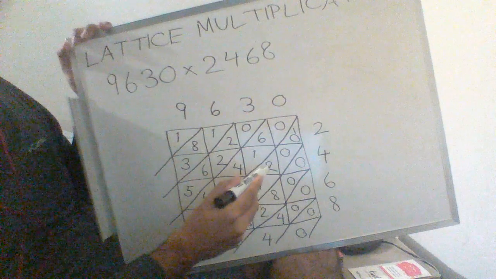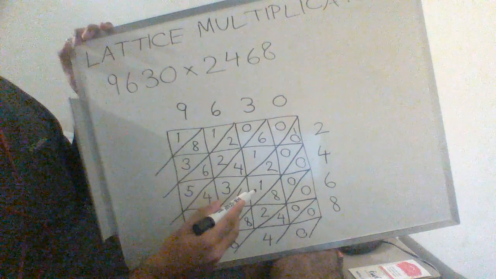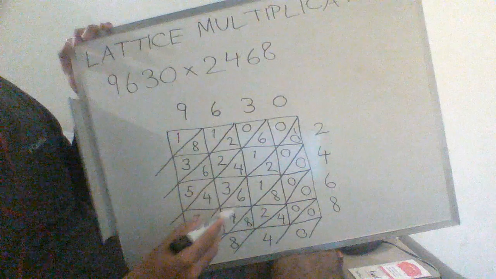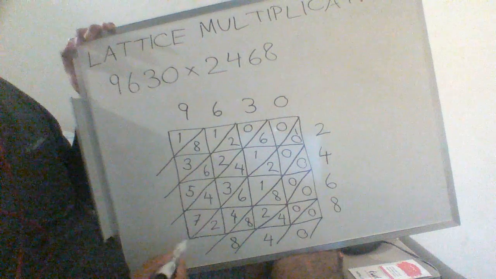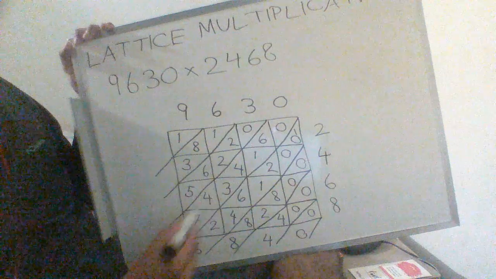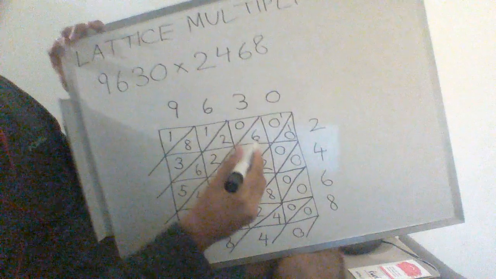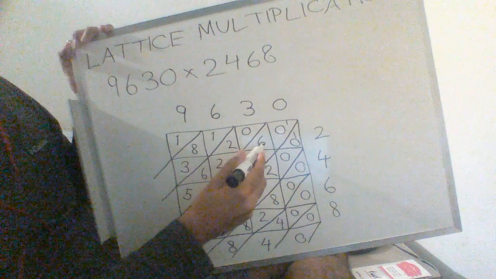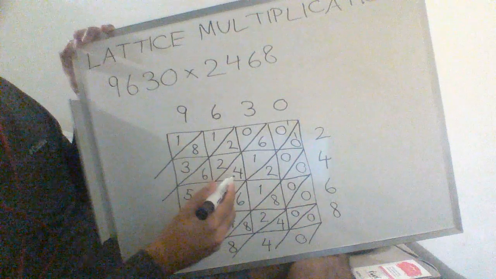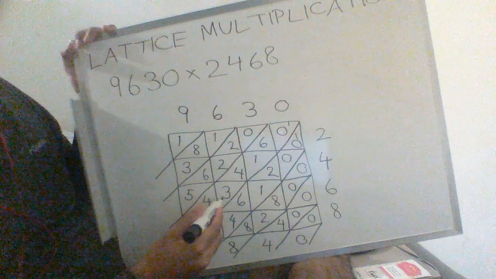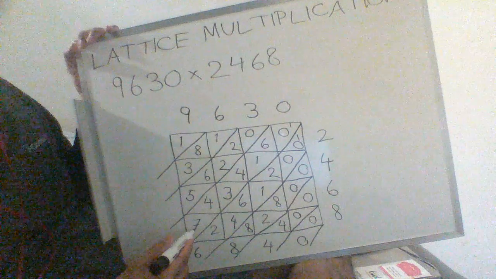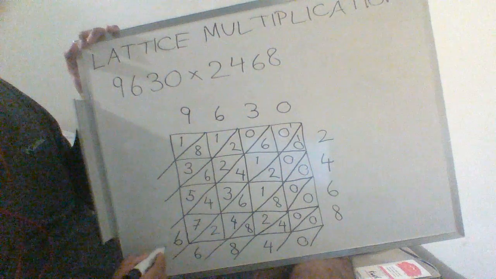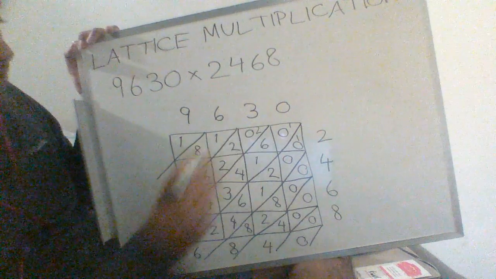So you do 1 plus 2 is 3, plus 1 is 4, plus 6 is 10, plus 4 is 14, plus 2 is 16. So you put 6 down here, carry the 1, and then you can count from up there again. 1 plus 6 is 7, plus 1 is 8, plus 4 is 12, plus 3 is 15, plus 4 is 19, plus 7 is 26. So we put a 6 there, carry the 2.